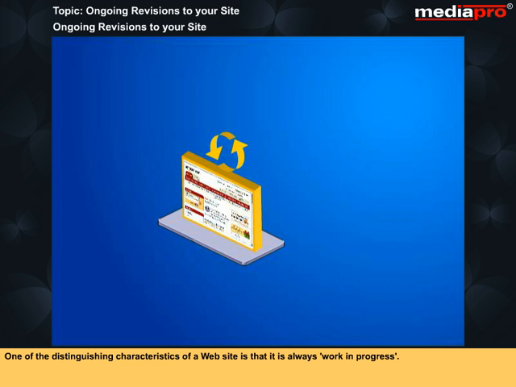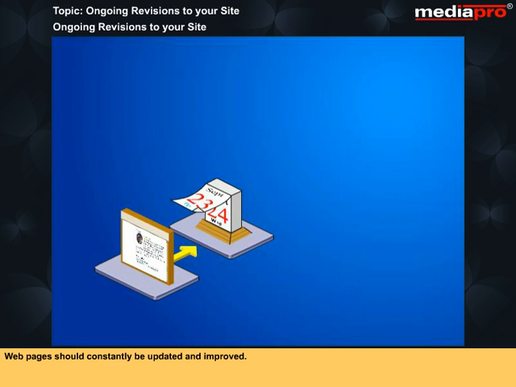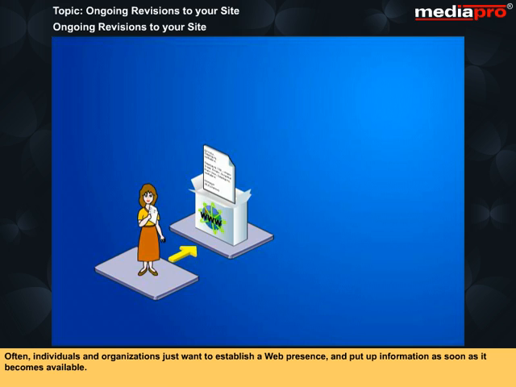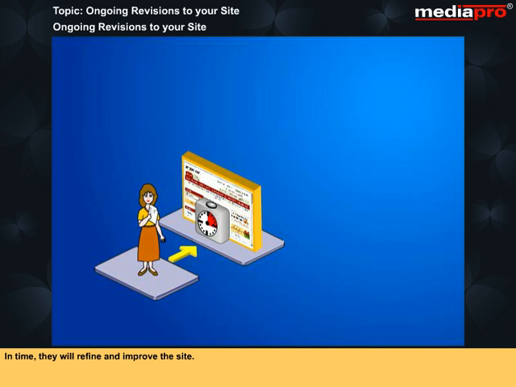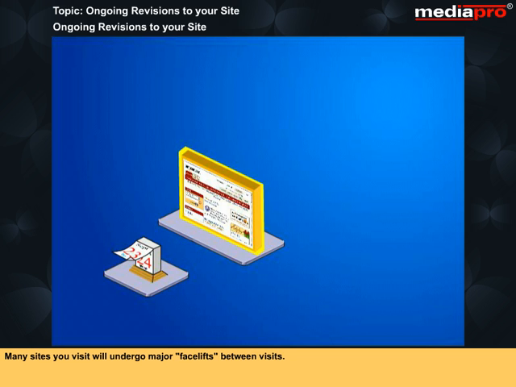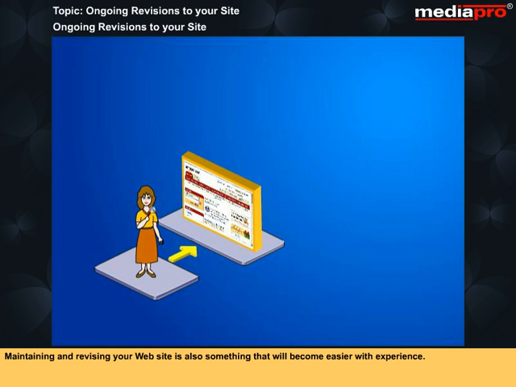One of the distinguishing characteristics of a website is that it is always a work in progress. Web pages should constantly be updated and improved. Often, individuals and organizations just want to establish a web presence and put up information as soon as it becomes available. In time, they will refine and improve the site. Many sites you visit will undergo major facelifts between visits. Maintaining and revising your website is also something that will become easier with experience.